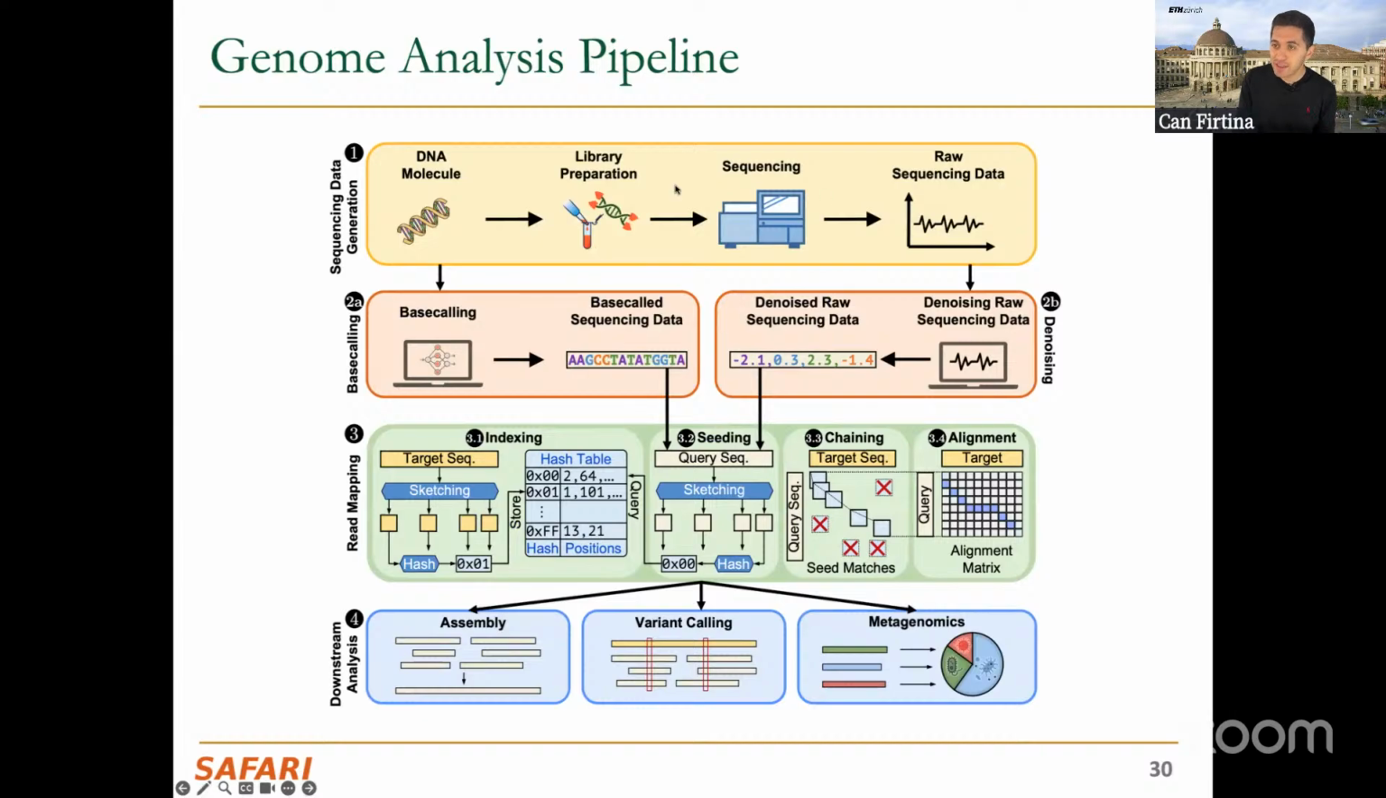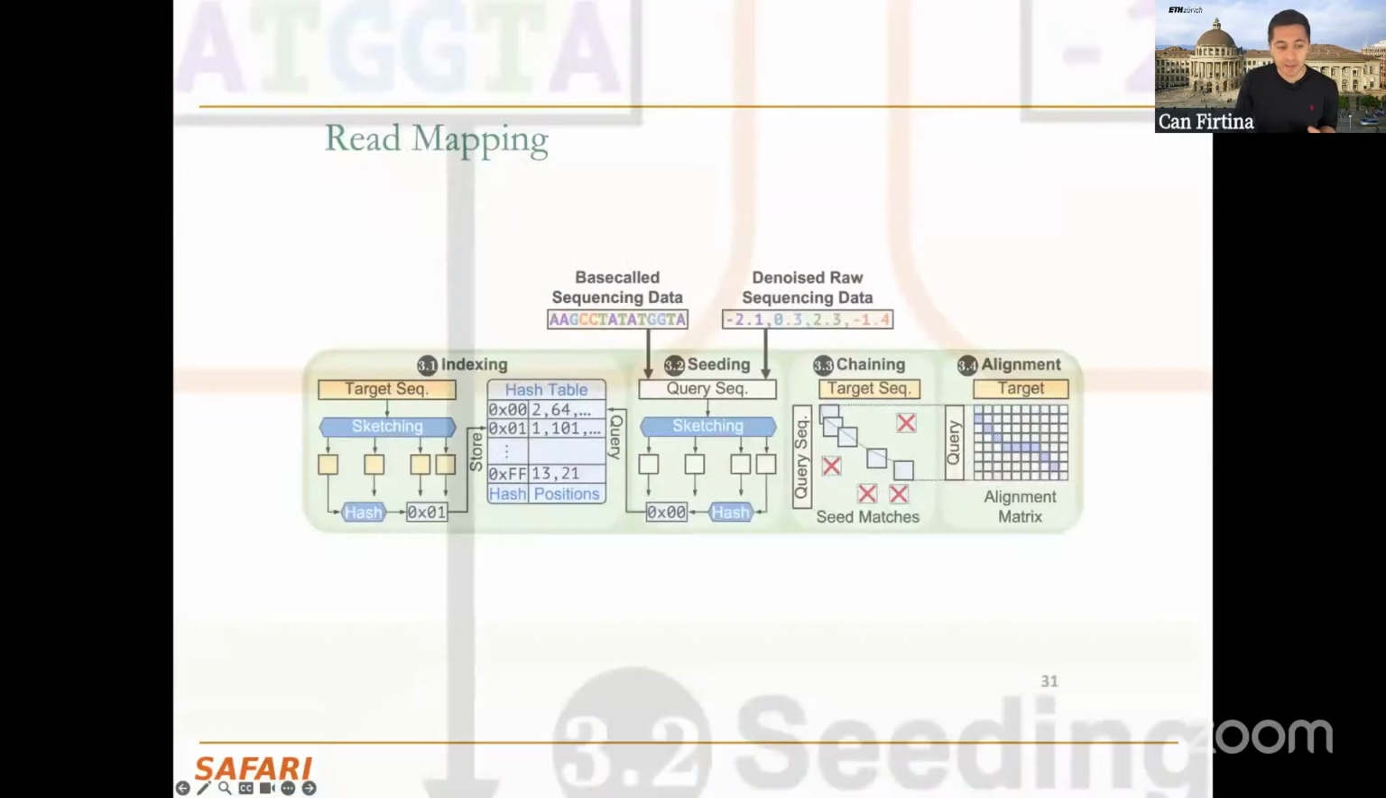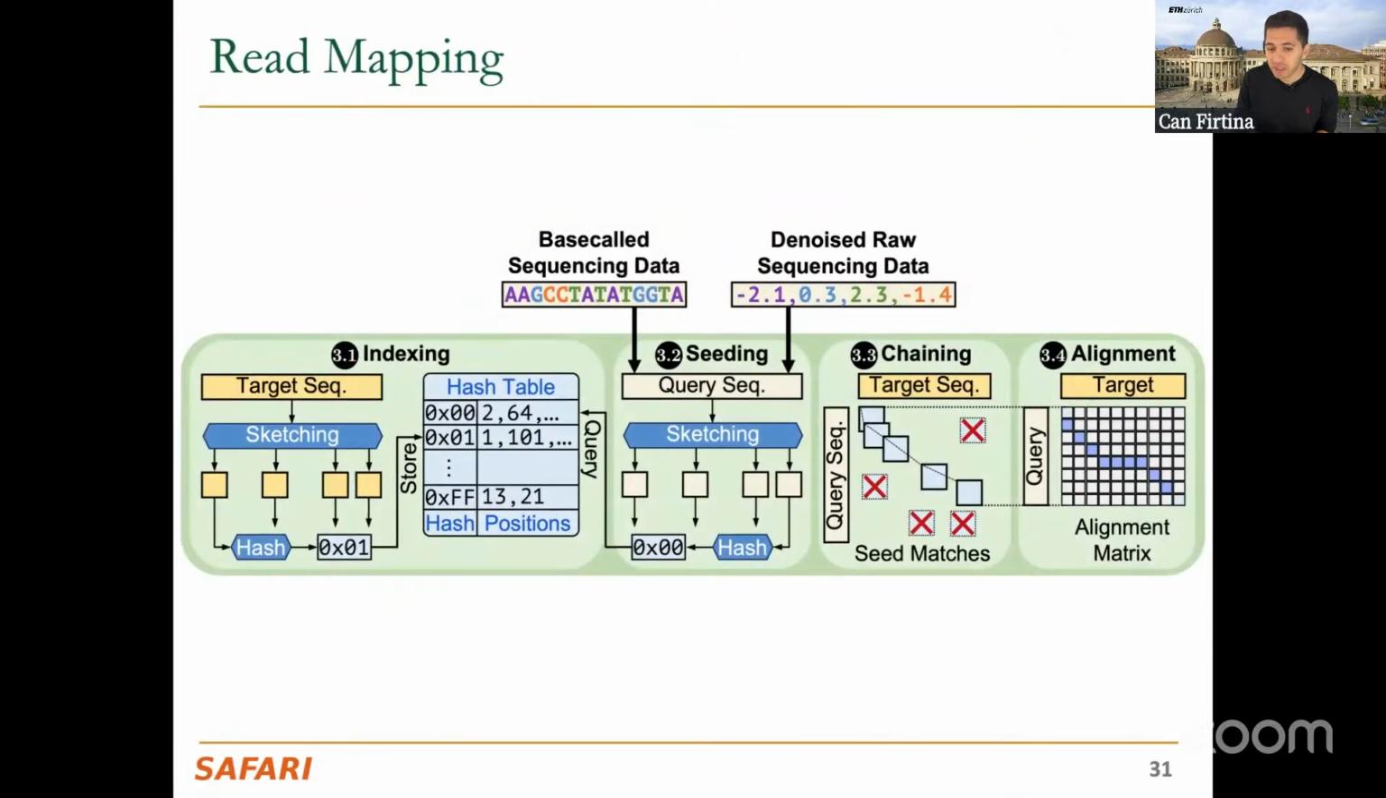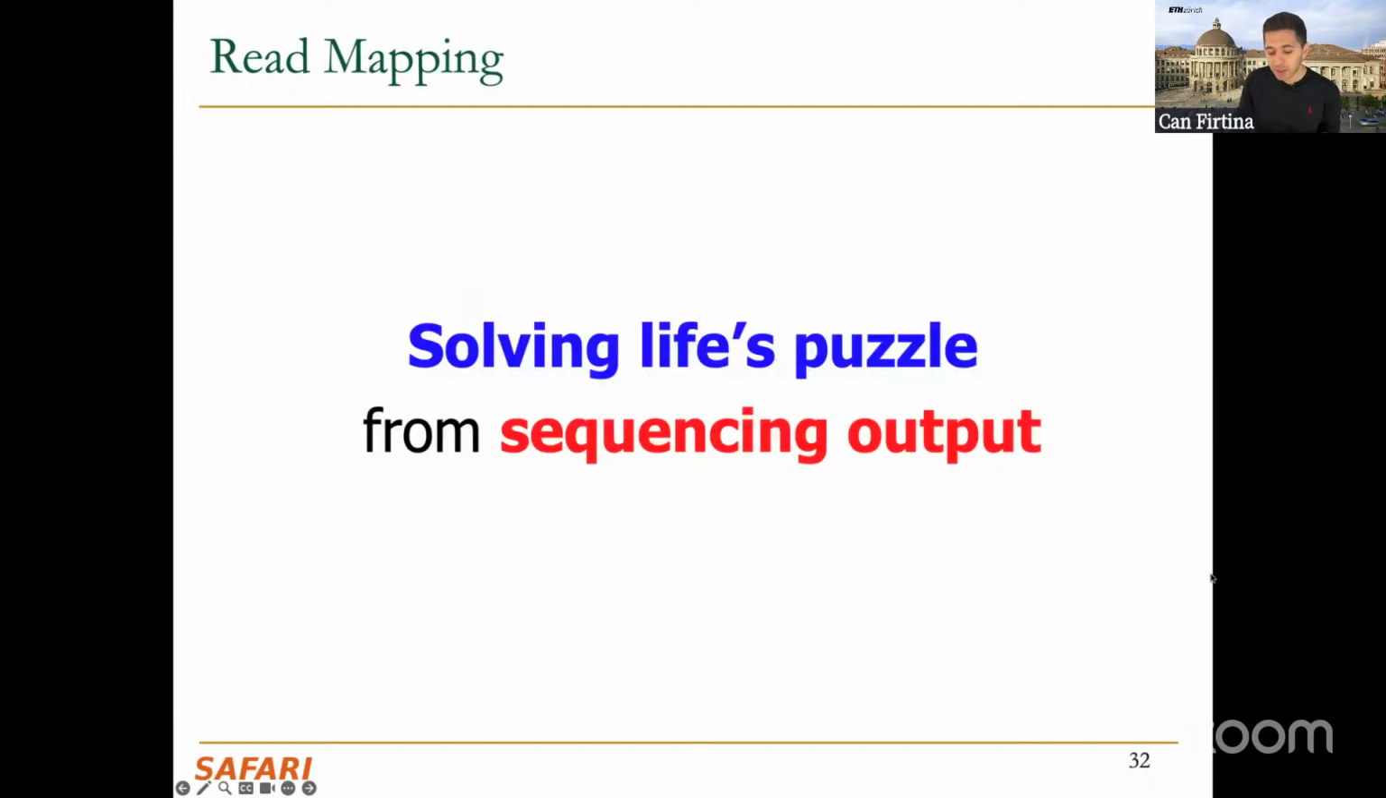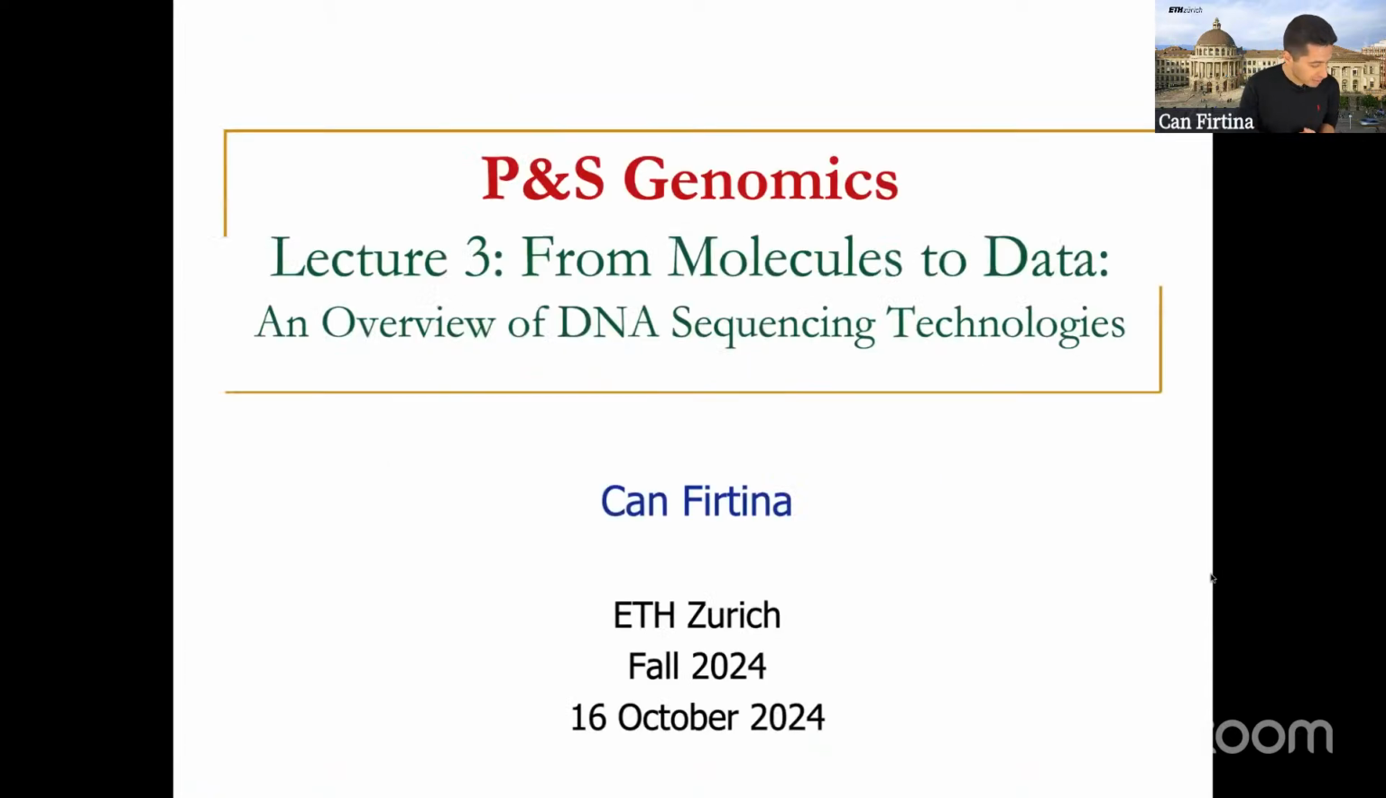After we generate the sequencing data, perhaps even base call them, we need to identify their origin, and this is done by a step called read mapping. It has many computational steps, as you see here, so that we can make it practical. But this is really like solving life's puzzle from the sequencing output. And this is what we will be covering next week. We will be covering data structures and some steps in read mapping that make this analysis practical for us. And this is basically where I'll stop.